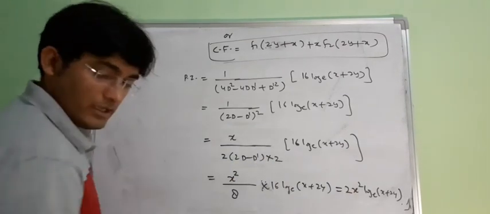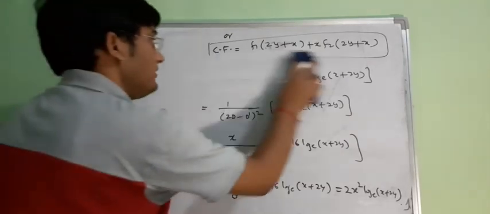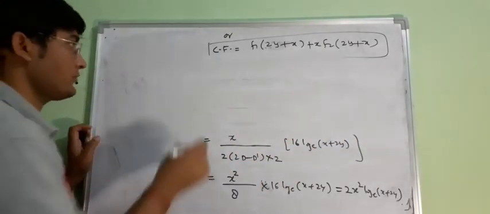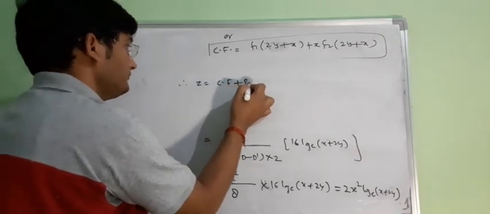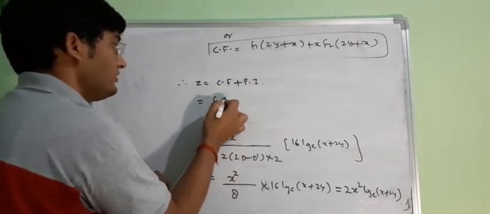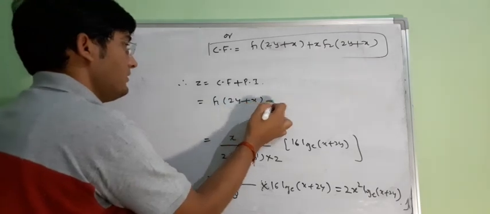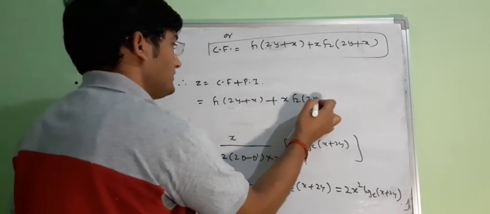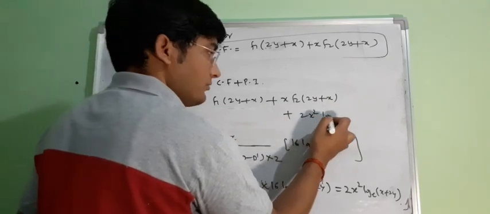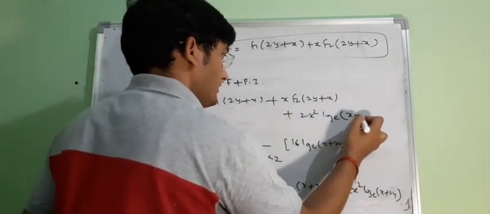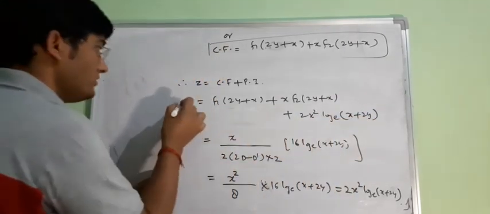So this is your PI. Hence our complete answer will be z = CF + PI, and this is equal to f1(2y + x) + x f2(2y + x) + 2x² log_e(x + 2y). So this is your answer.